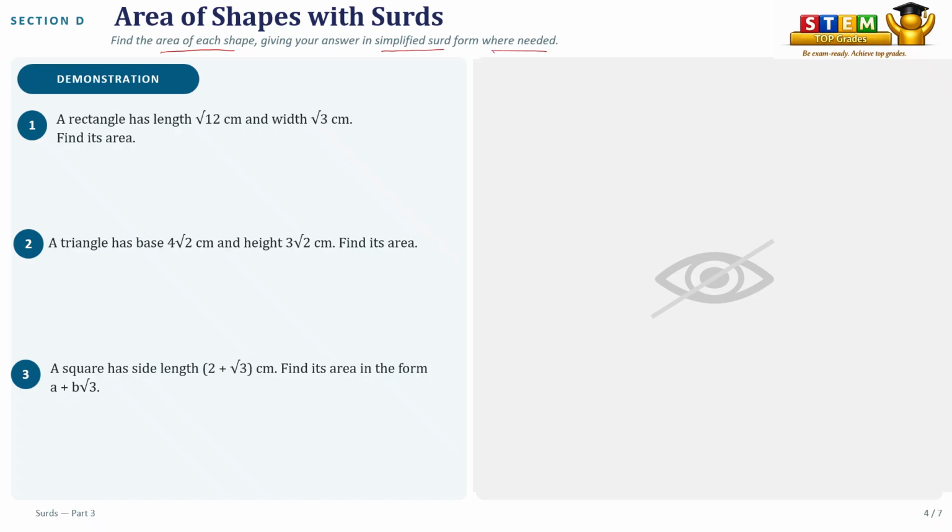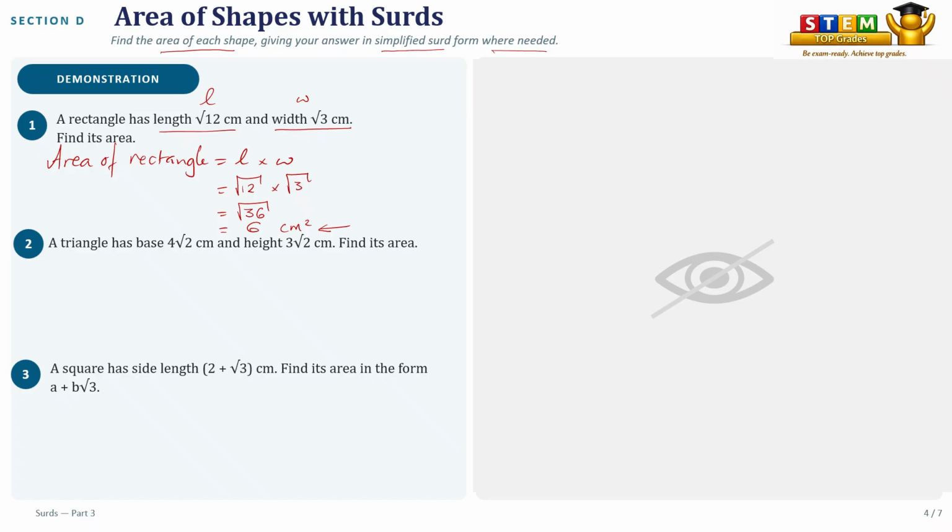Now, in order to work out the area of a rectangle, the formula is length times width. So here's our length, represented by letter L in our formula, and width represented by letter W in our formula. So we've got square root of 12 multiplied by square root of 3. That gives us square root of 36, and that simplifies to 6. And don't forget the unit, and that would be centimeters squared. And here's your answer.